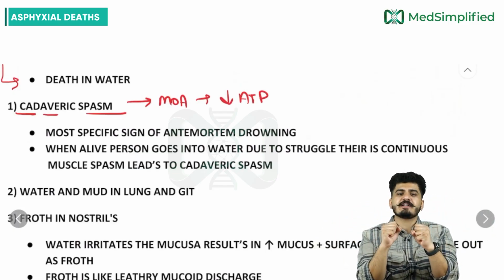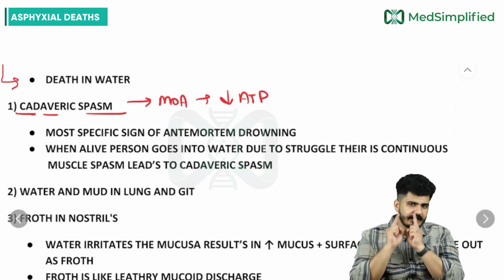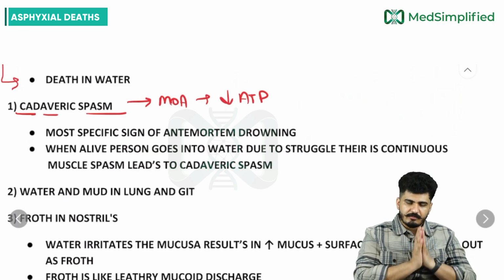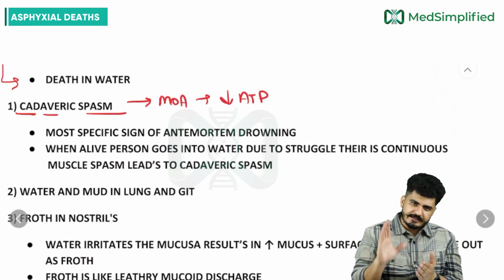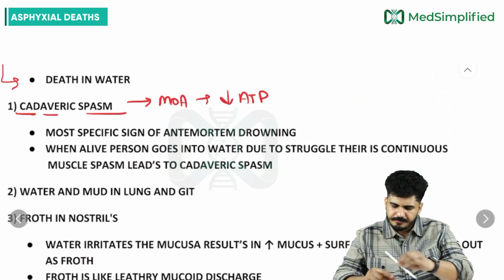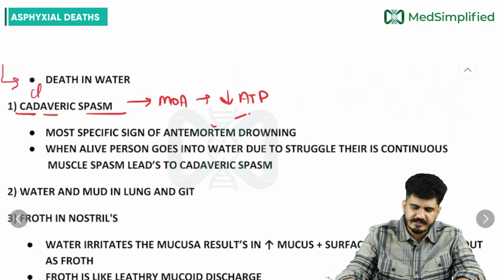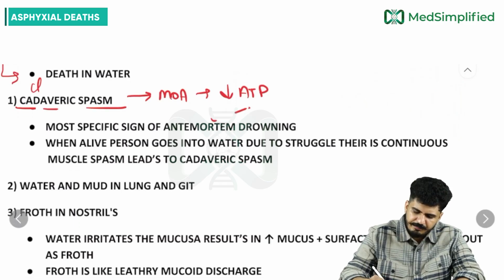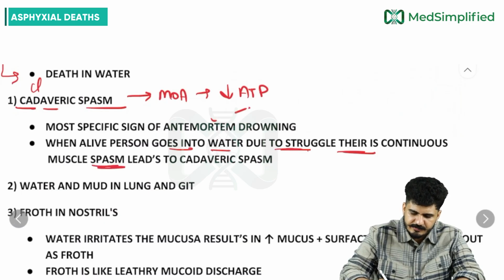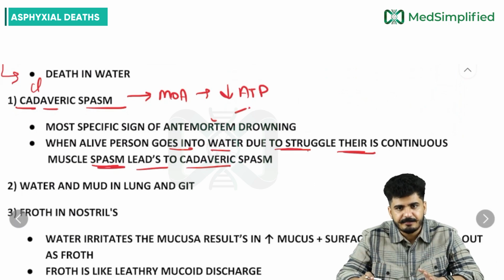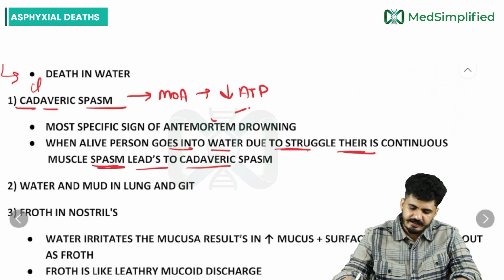This is cadaveric spasm, only and only seen in ante-mortem drowning, where the person was alive before going inside the water, or you can say the death happened inside the water. Now, sir, the most specific sign of ante-mortem drowning would be cadaveric spasm. When a live person goes inside water, due to struggle there is a continuous muscle spasm leading to cadaveric spasm. Continuous muscle spasm is there, decrease in ATP is there, which is leading to the cadaveric spasm.